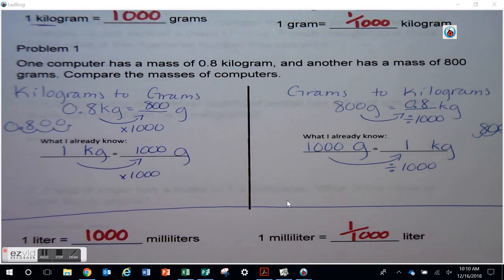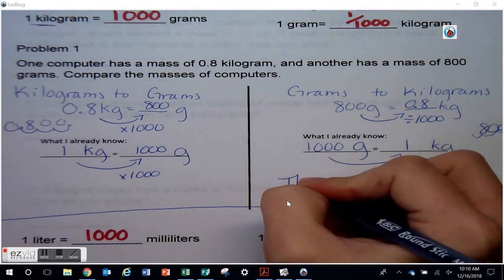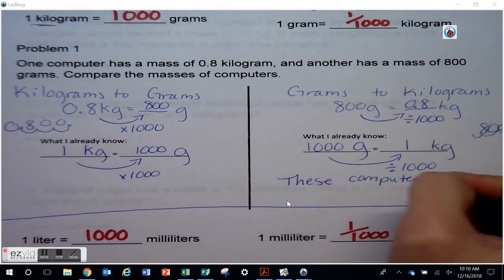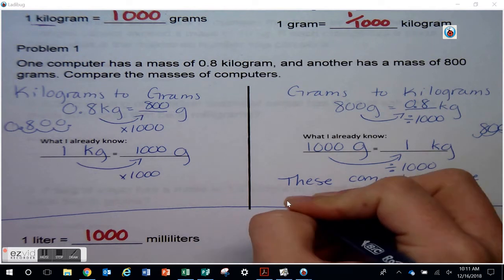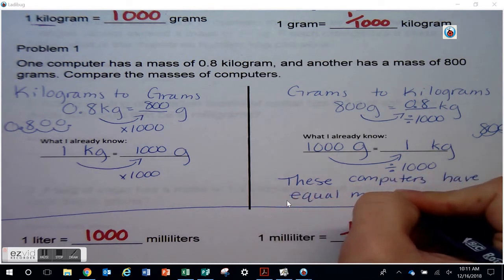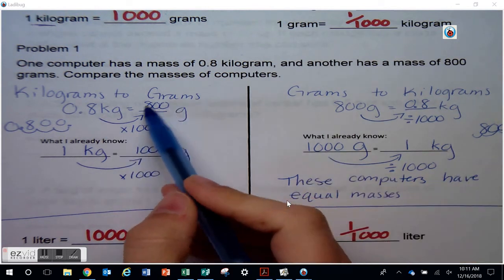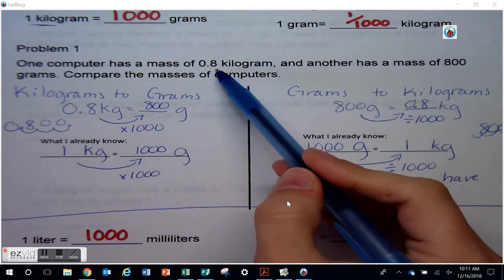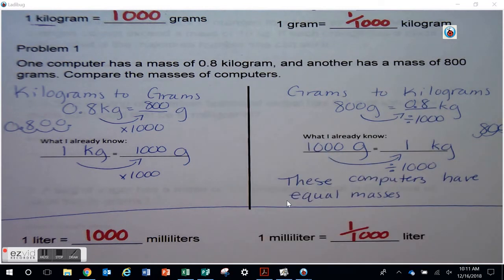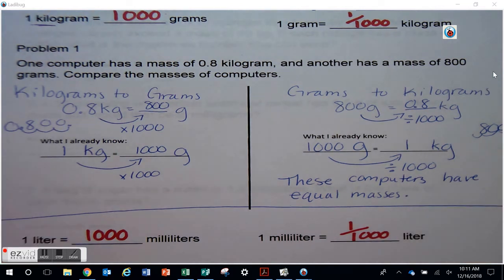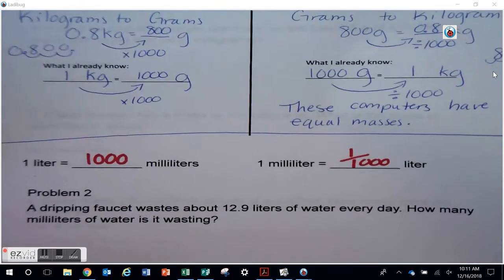Well, compare the masses. These computers have equal masses. I see that 800 grams compared to 800 grams, or 8/10 kilograms compared to 8/10 kilogram, they are the same. So they have equal masses. Let's look down at problem 2.